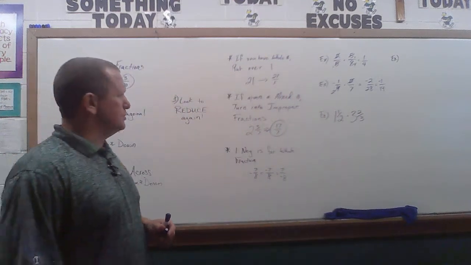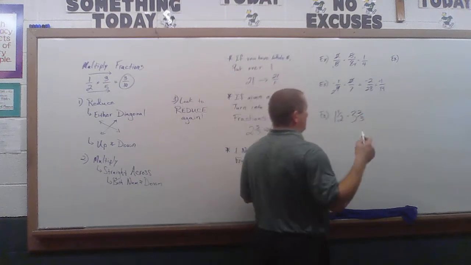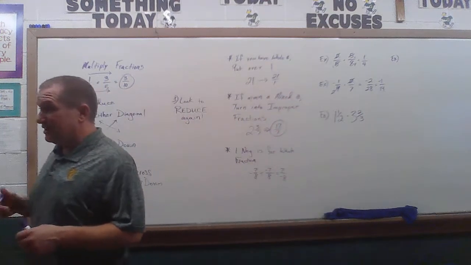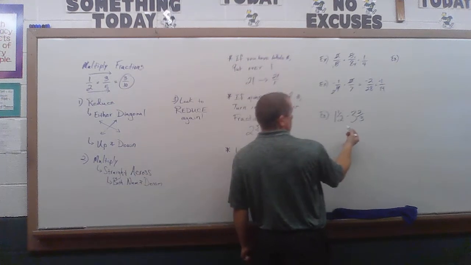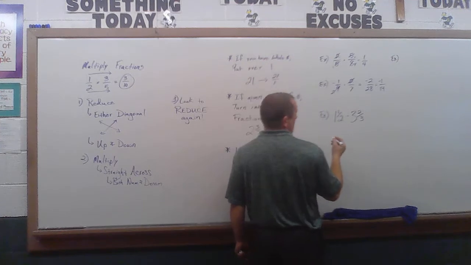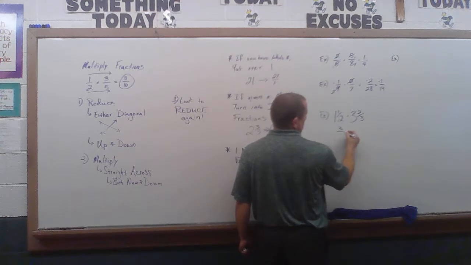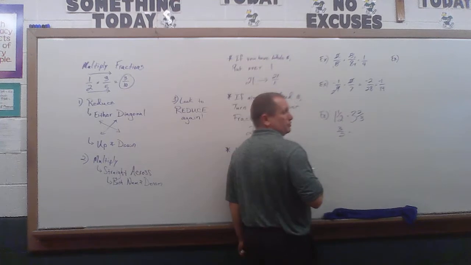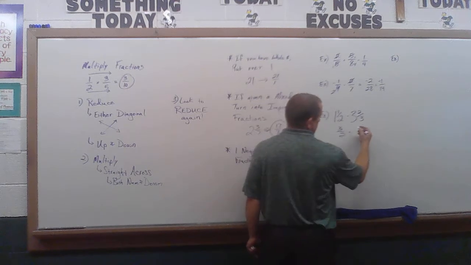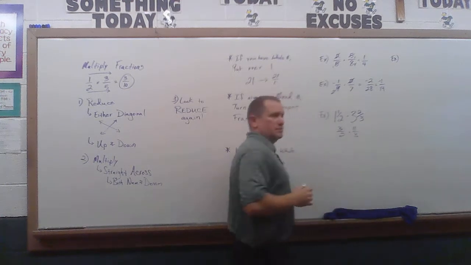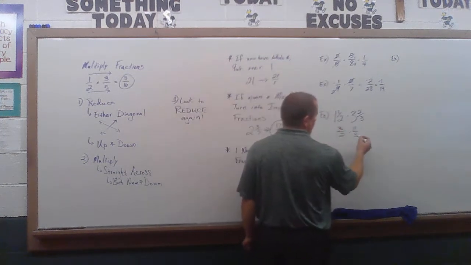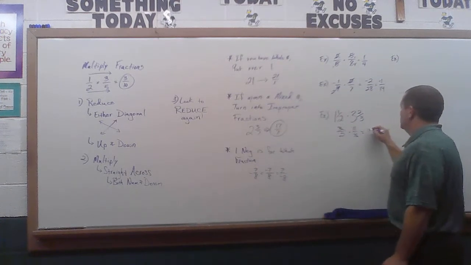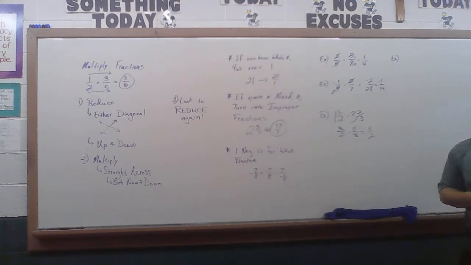Okay? So, next problem, we want to show this one because they have mixed numbers. So the first thing I'm going to do is what? Make them improper. So what's 1 1/2 as an improper fraction? 3/2. And what's 3 2/3? 11/3. Okay? So my 3s cancel out, and my answer is 11/2. 11 halves, right?